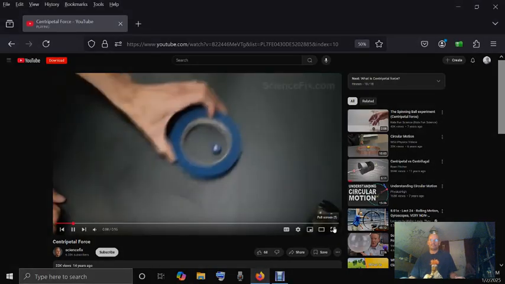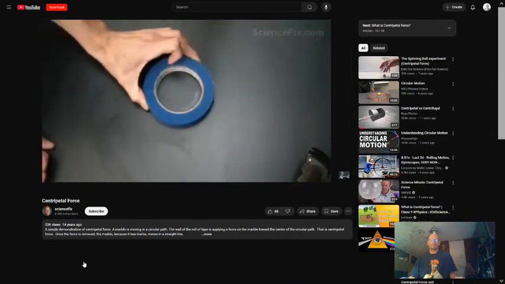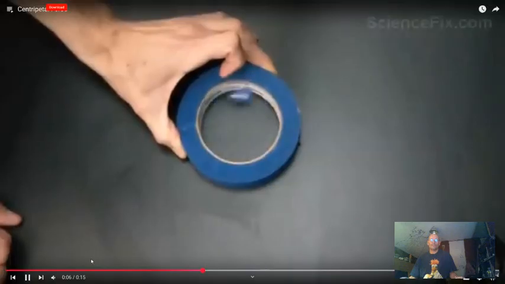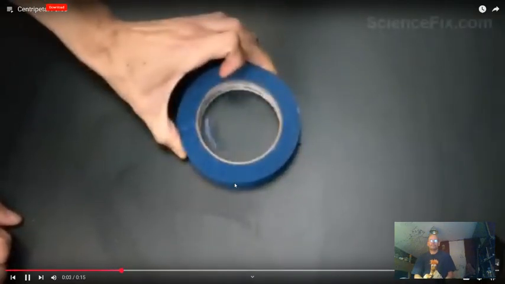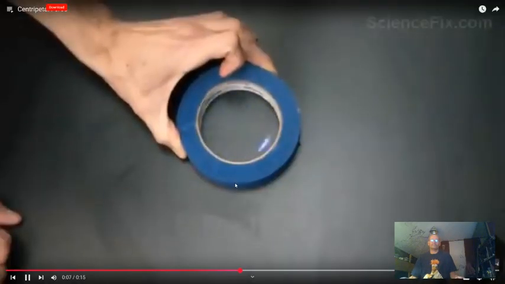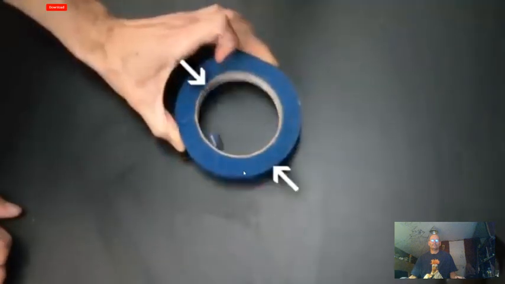The marble's moving in a circular path. The wall of the roll of tape is applying a centripetal force inward on the marble, causing it to go in that circular path. This is my computer, old laggy. Force is removed. The marble, because it has inertia, will... Let's start over again. The marble's moving in a circular path. The wall of the roll of tape is applying a centripetal force inward on the marble, causing it to go in that circular path. If that centripetal force is removed, the marble, because it has inertia, will move in a straight line.